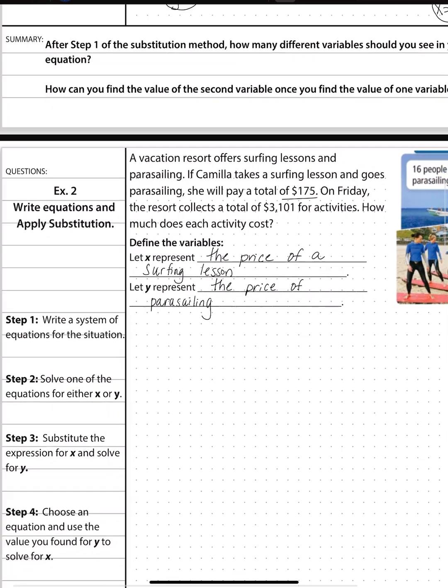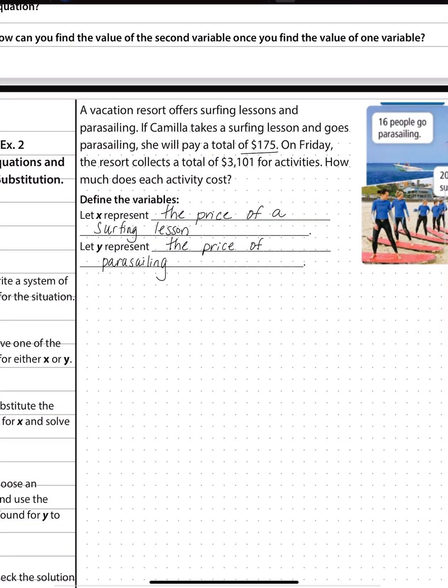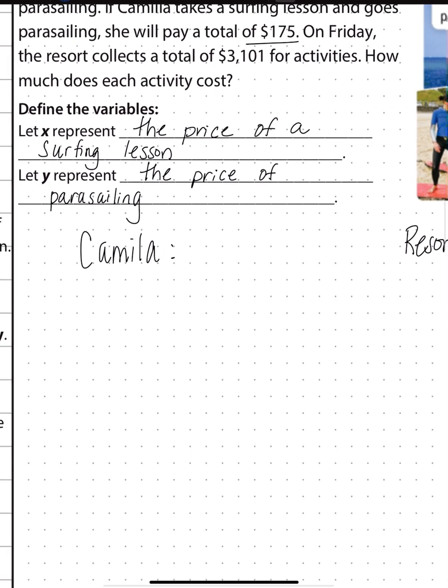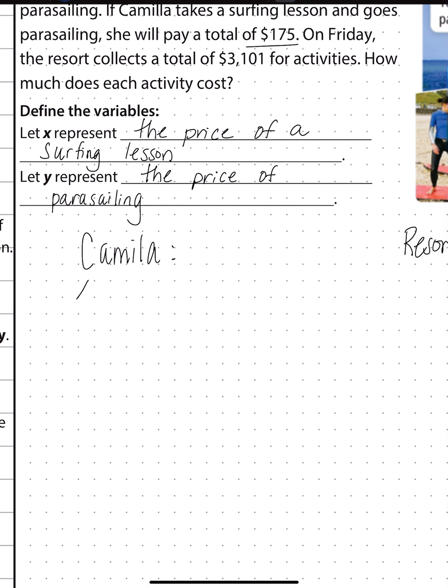So our goal is to write equations, so we need two. We're going to need one equation to represent Camila and the other equation to represent the resort. So we know Camila takes a surfing lesson plus goes parasailing and pays a total of $175.